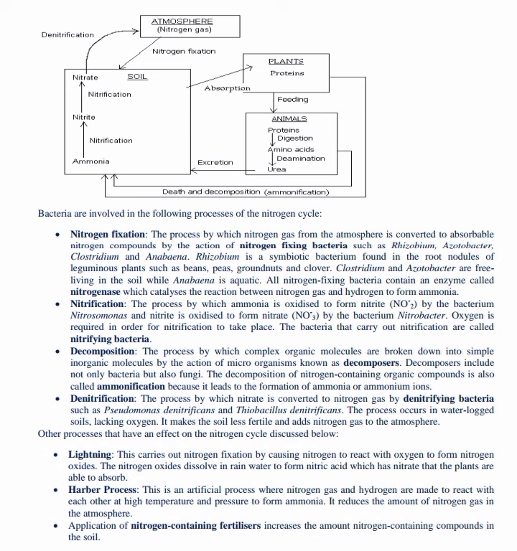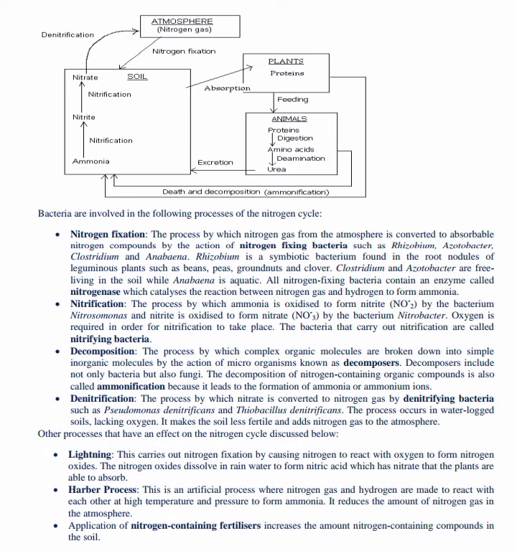Okay, these nitrogen fixing bacteria have an enzyme that we call nitrogenase enzyme. What the enzyme does is it catalyzes the reaction between nitrogen gas and hydrogen to form ammonia. So once hydrogen and nitrogen react together, they form ammonia. This ammonia would then be converted into nitrites, and nitrites would later on be converted into nitrates. So the process of changing ammonia into nitrites and nitrates is called nitrification, right?